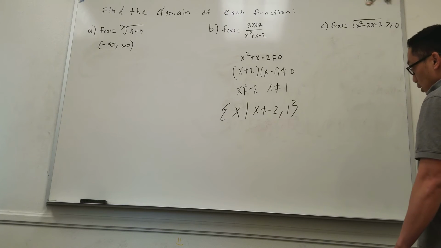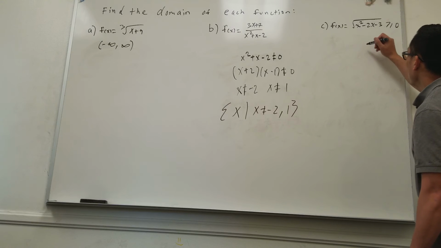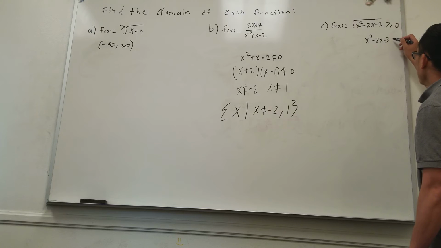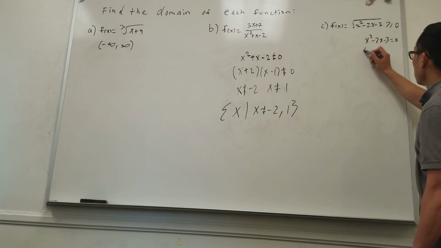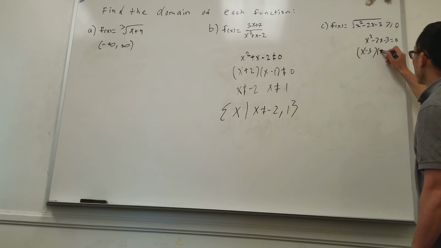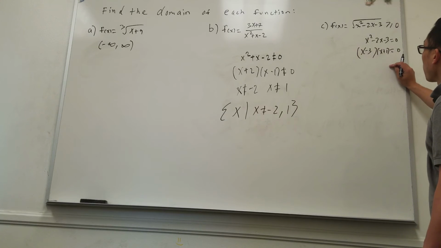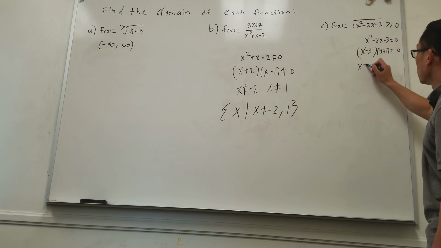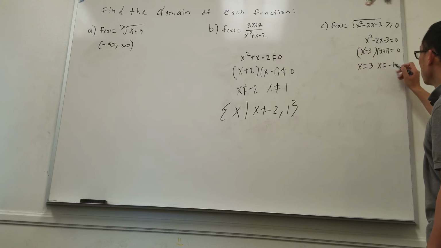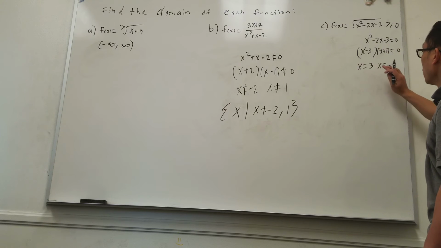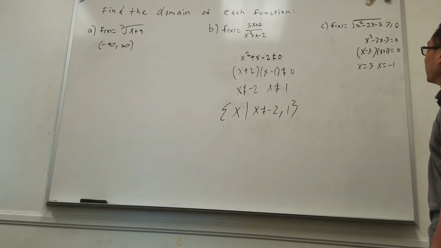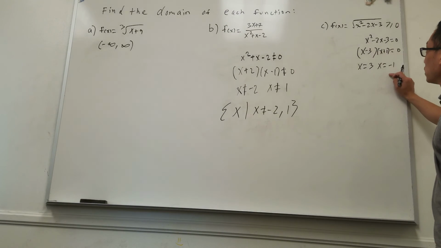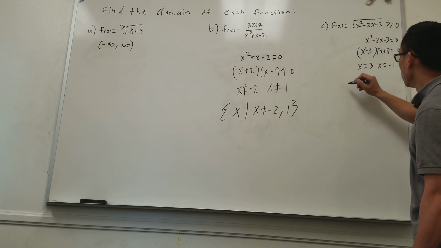So let's think about it. It's a parabola, and let's find the intercepts. So it's going to be x squared minus 2x minus 3 equals 0. So we factor this, it's going to be x minus 3, x plus 1 equals 0. Okay, now this is going to be x equals 3, x equals negative 1. This is going to be our x-intercept. So what does x-intercept mean? y equals 0, right?